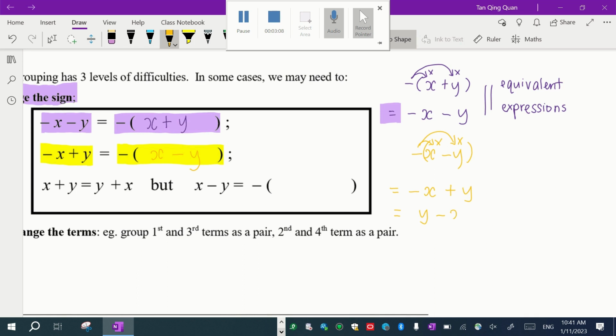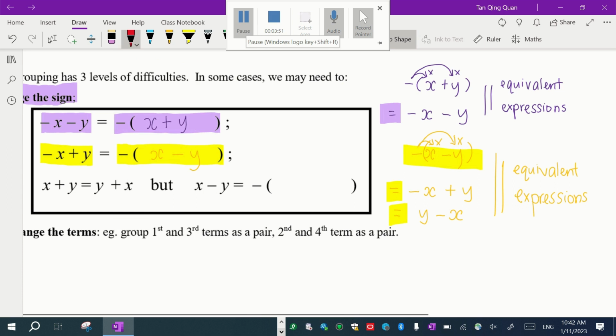And sometimes we also rewrite this as y minus x, because we just rearrange the positive y in front, the negative x behind. And so you should be able to see that these terms are equivalent terms as well. So again, these three are equivalent terms or equivalent expressions, and therefore, we could use them interchangeably. The only thing to take note is that I'm going to write in red color.